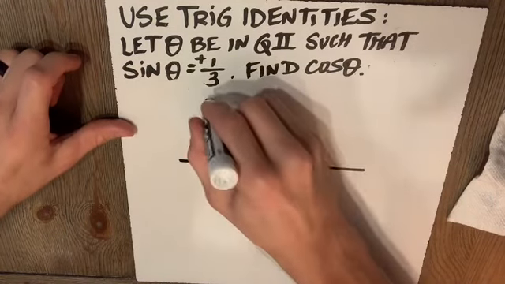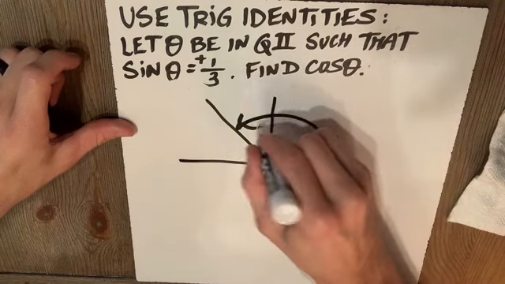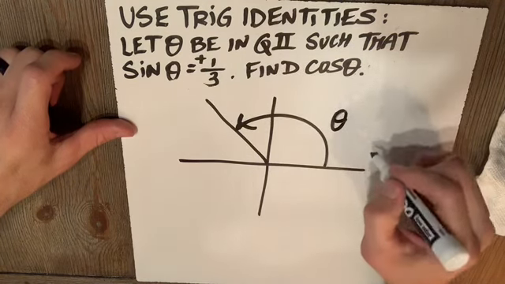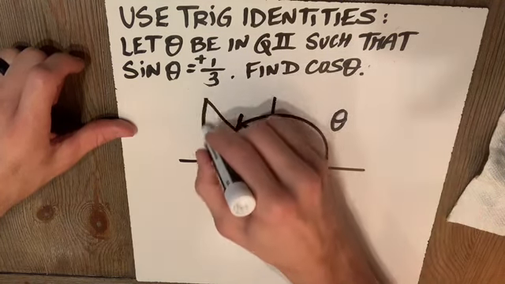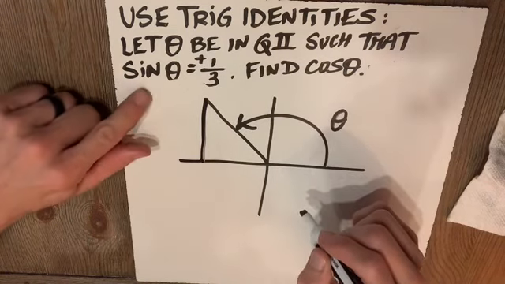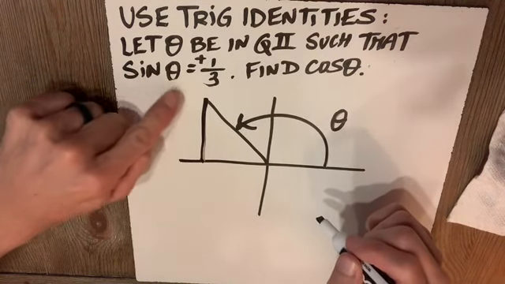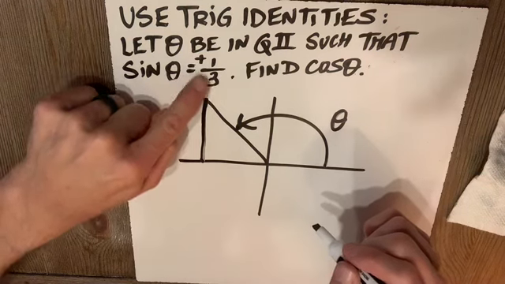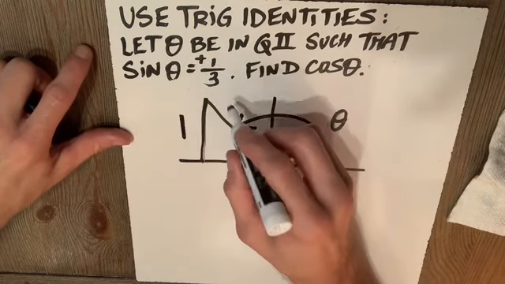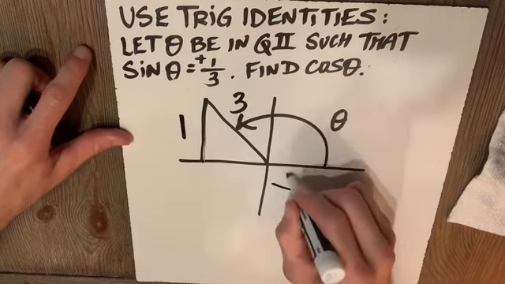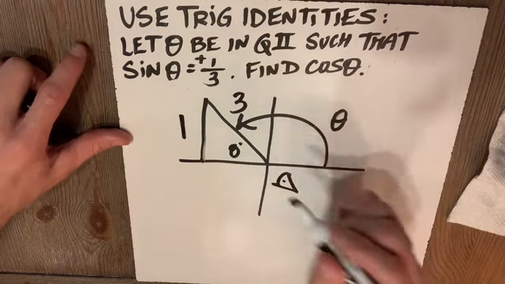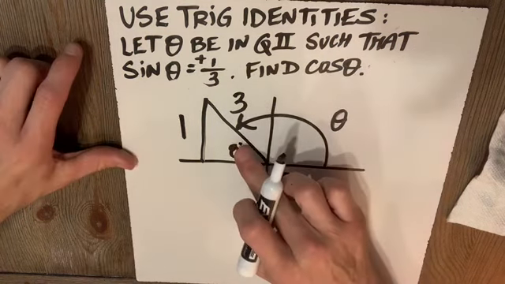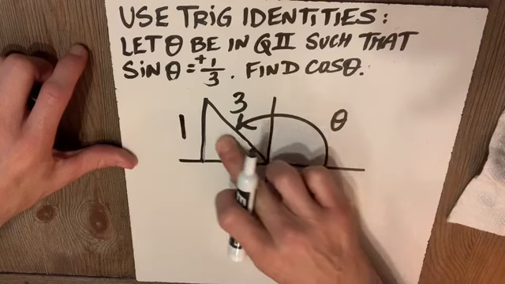If I draw a quadrant 2 angle here, theta is a quadrant 2 angle, and I know that the sine, look what they've told us, the sine is opposite over hypotenuse. This is 1 and 3. If I'm looking through our theta prime, right? Oh, it's not a unit circle. Does that bother anyone? We could have made it a unit circle.